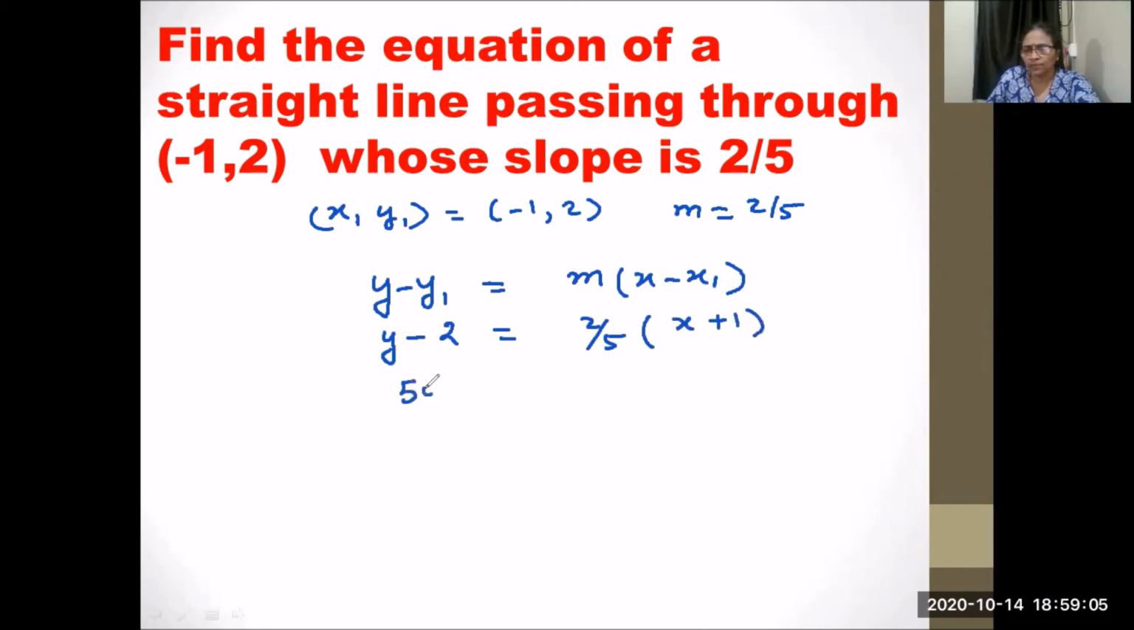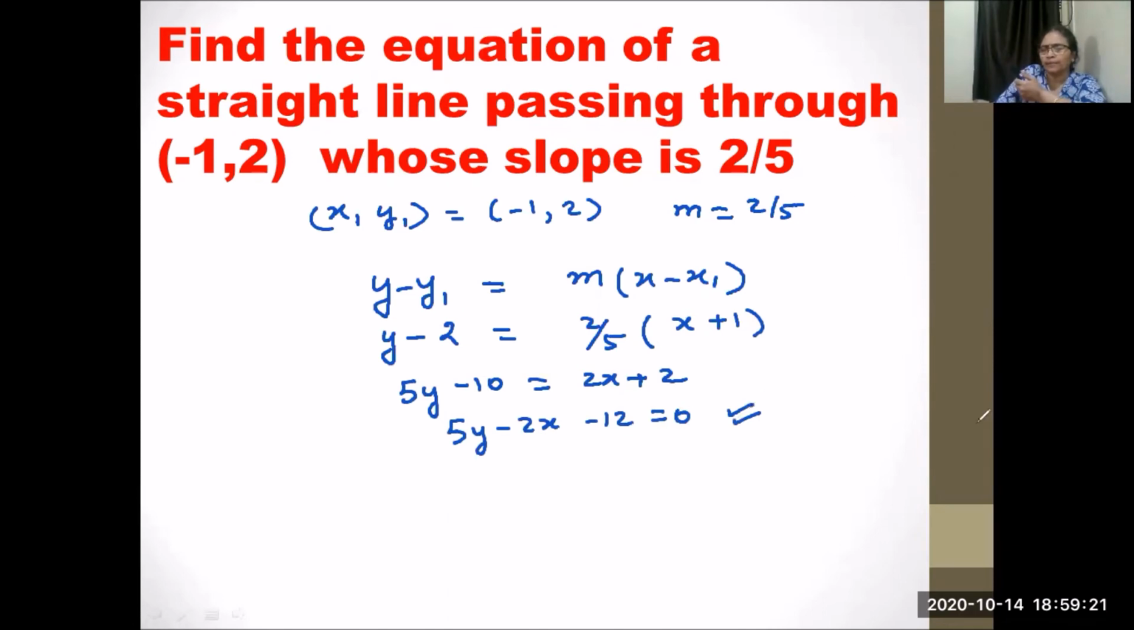So bring the 5 to the left hand side: 5y minus 10 is equal to 2x plus 2. Now bring everything to the left hand side. So you will get 5y minus 2x minus 12 is equal to 0, which is the required equation of the straight line.